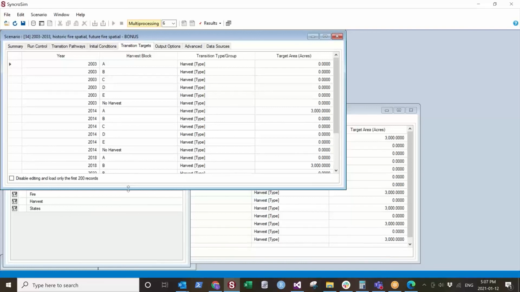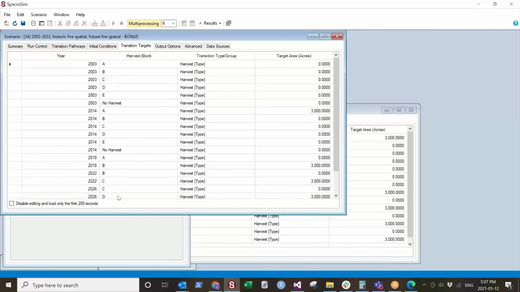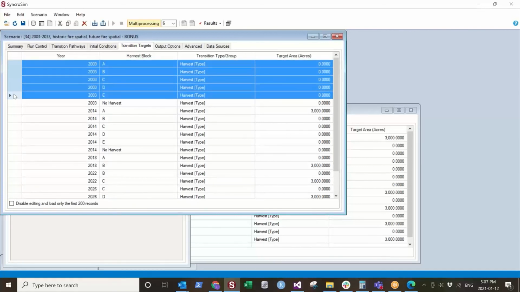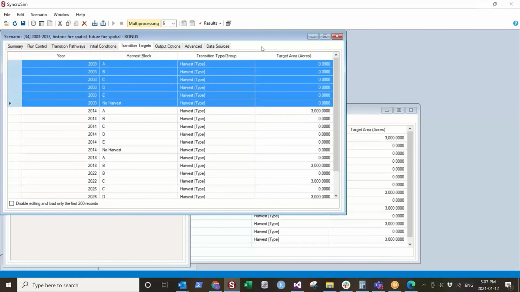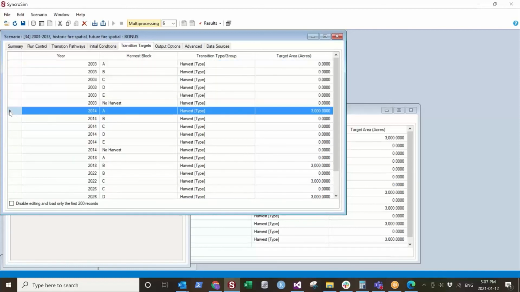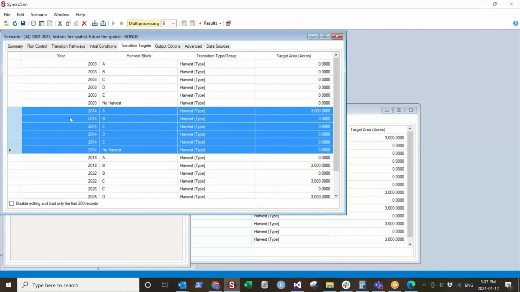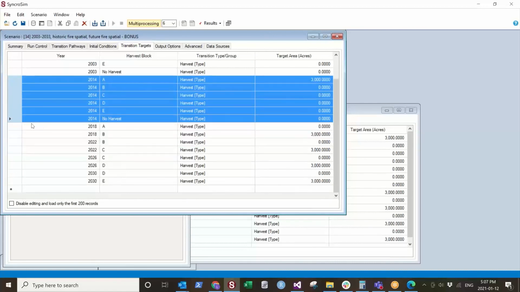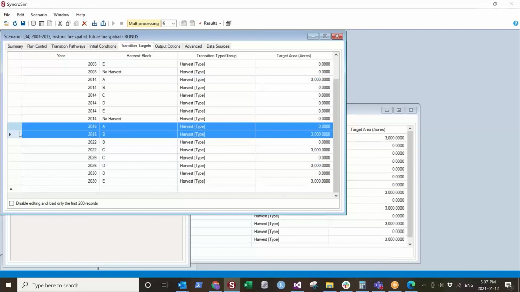Anyway, here's what I brought in. Because I was in a bit of a rush, I just put in 2003, when the model starts, saying no harvest at all in 2003. Then starting in 2014, I turn on the harvest for block A and off for everything else. Then this pattern of every 4 years, turning it off in the one that it was on previously and on for the next one. So that was one input.